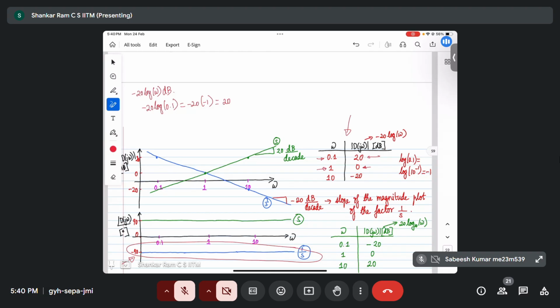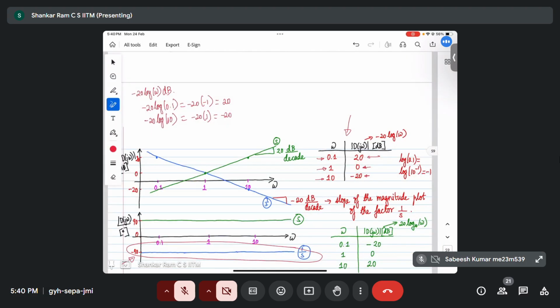Now let's say we go one decade above 1, which is 10. If we evaluate the magnitude, it becomes minus 20 log 10. We know that log 10 is 1, so the magnitude comes to be minus 20. That's how we get these values. I hope it's clear how we got them.